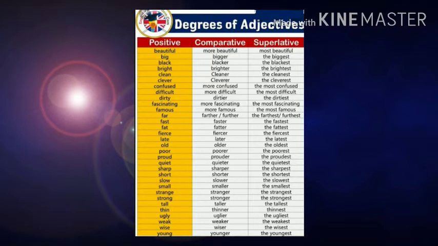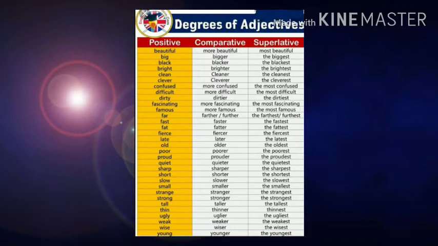We will see the third example: late, later, latest. Late is the positive, later is the comparative, and the latest will be the superlative. Poor, poorer, poorest. Poor means positive, poorer means comparative, and the poorest means superlative. Likewise, quiet, quieter, quietest. Here quiet is positive, quieter is comparative, and quietest will be your superlative. So these are the few examples where we express the degrees of comparison.